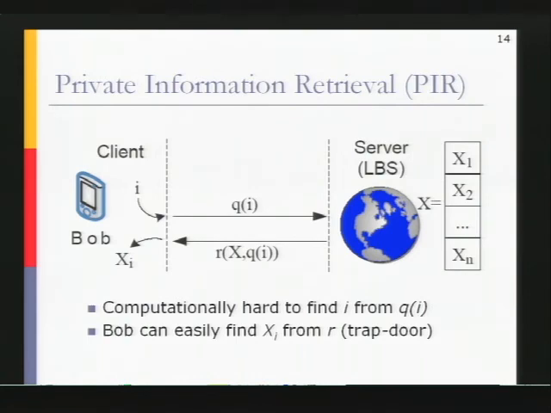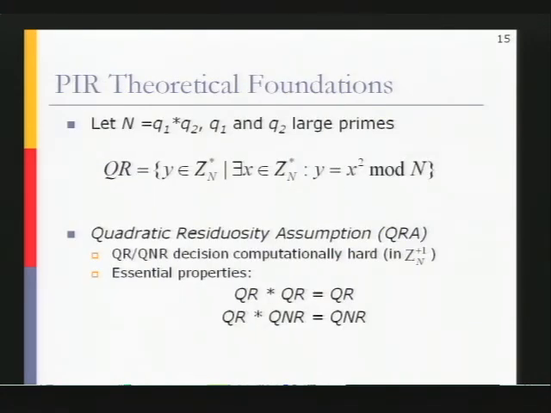What the server will do is process the query and return the result R, which is a function of the entire dataset X and Q of i. And based on this result, Bob can easily find the value of xi, and this is done using a trapdoor function. I will show shortly how. A few mathematical properties. I will just skip very briefly over these.